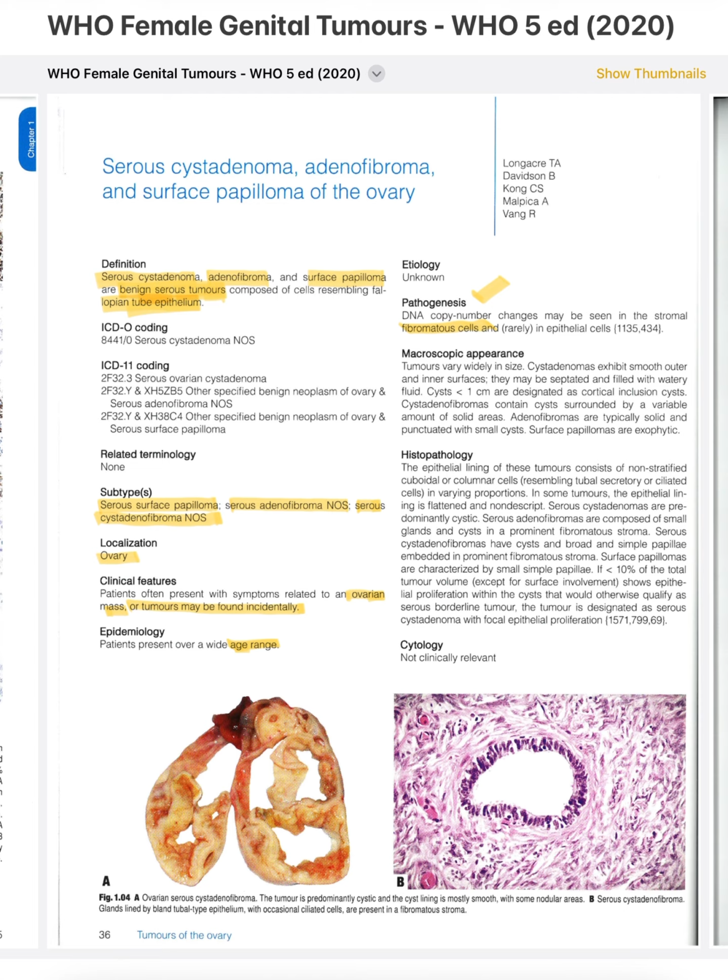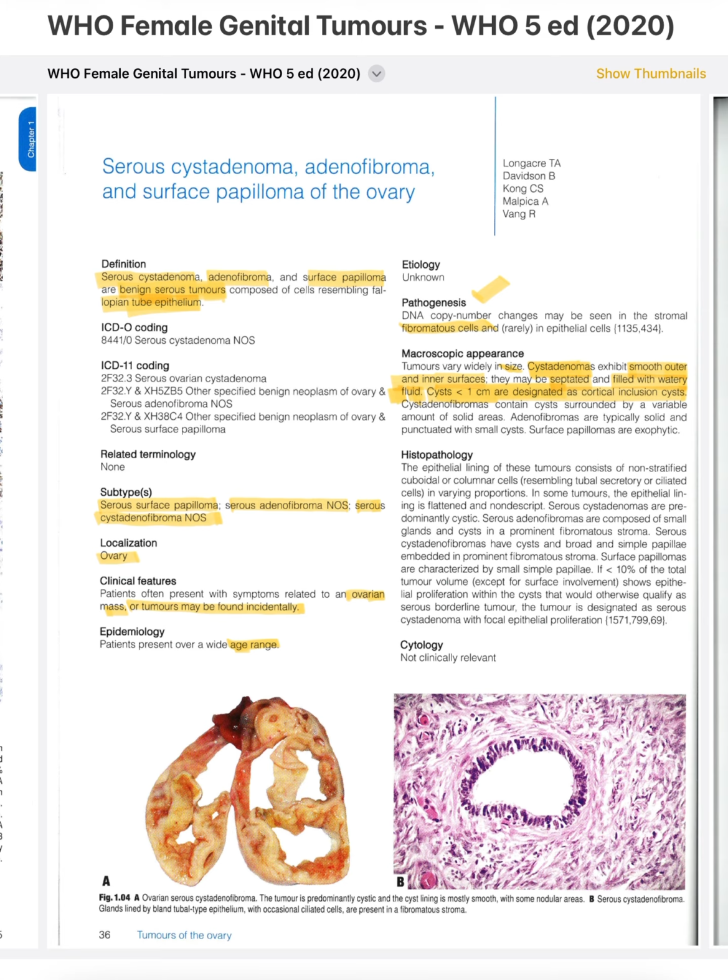If we talk about the gross appearance, the tumors vary widely in size, but cyst adenomas exhibit smooth outer and inner surfaces. They may be septated and filled with watery fluid. This is important. They're not filled with mucinous fluid. That's how we separate them from mucinous tumors. So cyst adenomas will be smooth outer and inner surfaces, and there could be septations, but they will be filled with watery fluid. Cysts less than 1 centimeter are designated as cortical inclusion cyst.